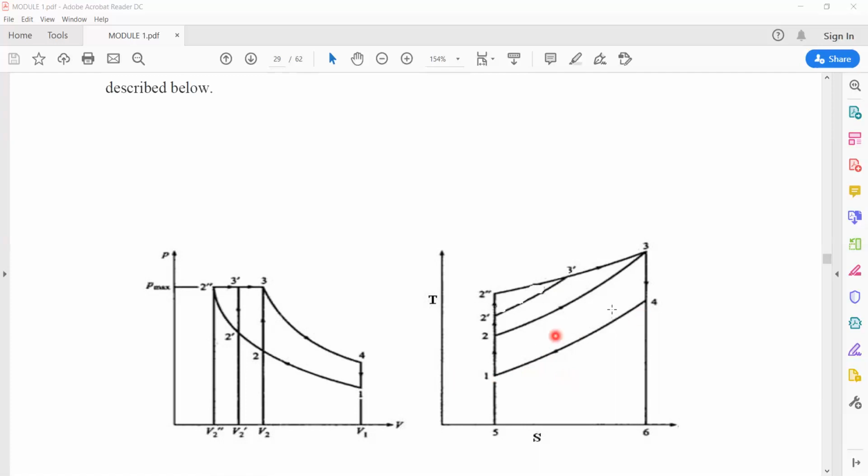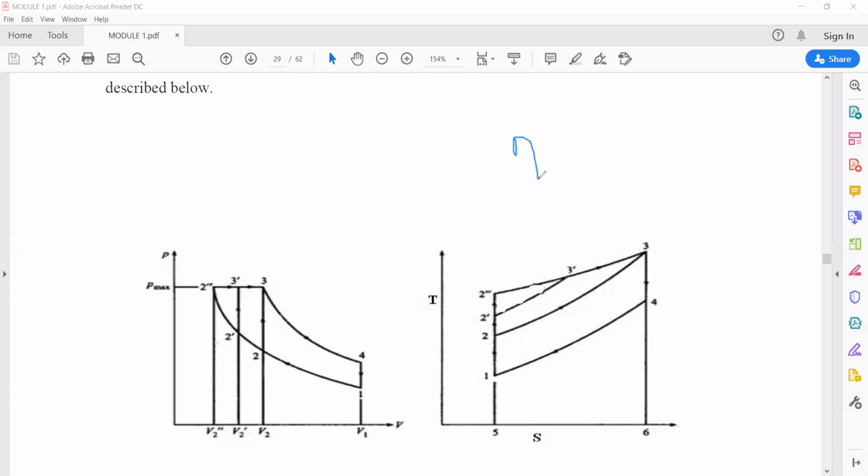So which one has more heat supplied here? Though the heat supplied differs, the heat rejection is the same for all three cycles, because the area under this curve gives you the heat rejection, that is QR. So QR remains constant for all the three cycles. So how can we write the equation for the efficiency?